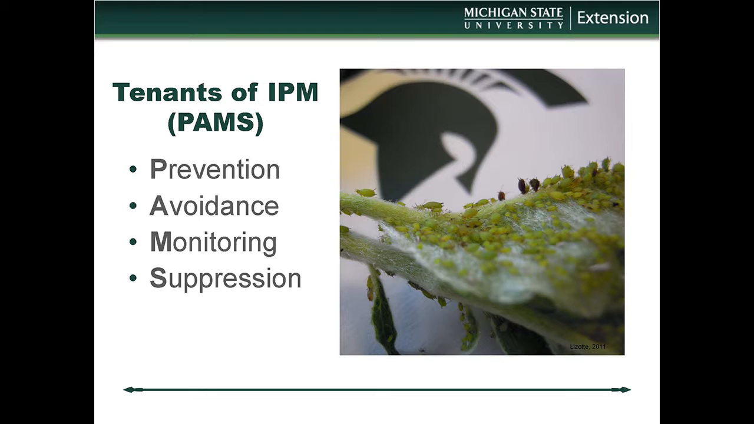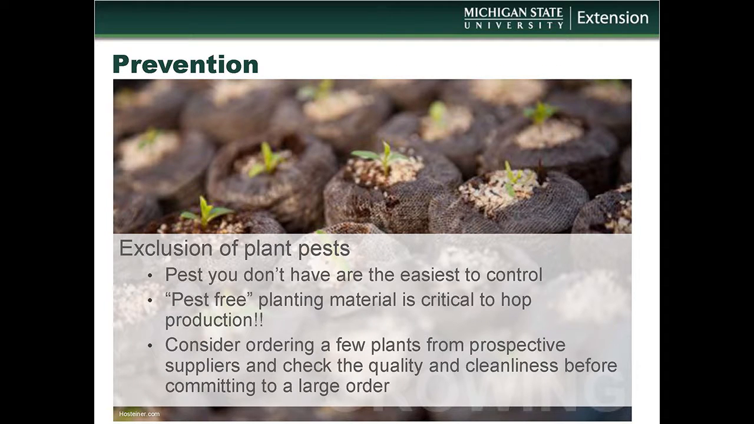So there are really these four major tenets of integrated pest management programs. They use this acronym PAMS to help you remember. Prevention, avoidance, monitoring, and suppression. So prevention includes the exclusion of plant pests. So obviously pests you can avoid bringing onto your property are the best pests to deal with, right? You just don't have to deal with them.